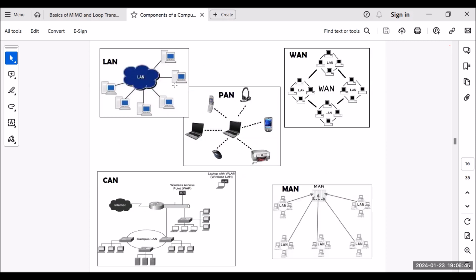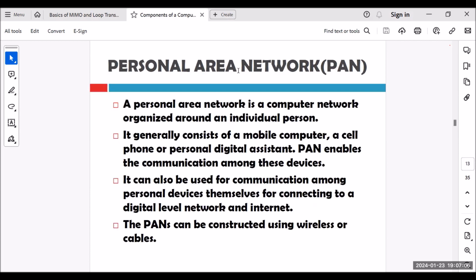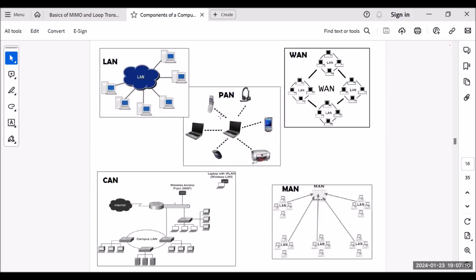So this picture is the depiction of LAN, PAN, WAN, CAN, and MAN. You can see that we have a LAN over here. A number of PCs are connected to this LAN network, the local area network. And then we have PAN. In PAN, we just talked about that. This is a personal area network, and we're usually talking about a single individual in that case, right?